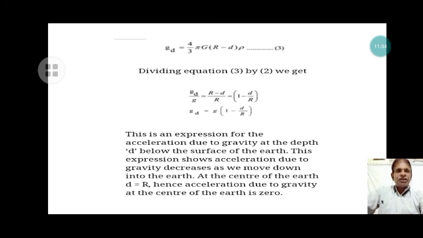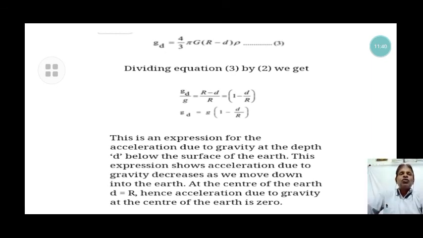gd may be expressed as 4 by 3 pi G, where R is changed to R minus D. R is the radius of the earth, D is the depth at which we go down below the surface, and rho is the density of the earth's materials. Dividing the equations, gd is the acceleration due to gravity at the depth below the earth's surface, and g is the acceleration due to gravity at the surface of the earth. Comparing the equations like that.